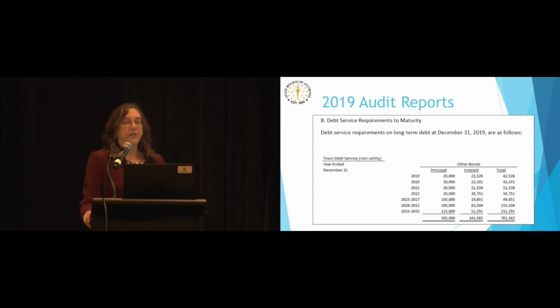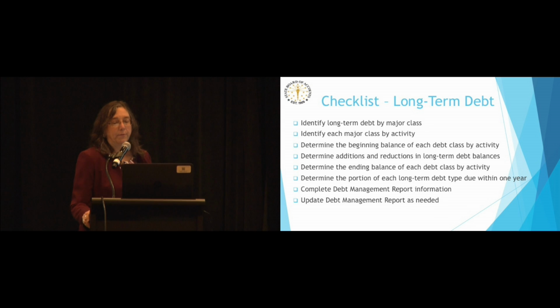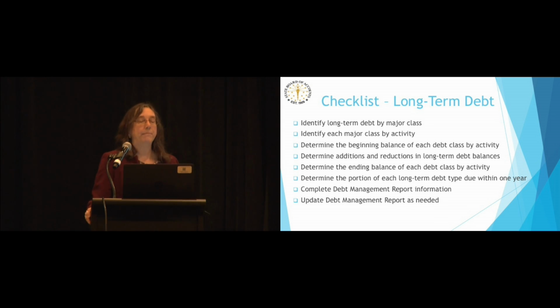Okay. Here's a checklist that you can have with the information you need to gather. Start gathering it now so you'll have it ready next year when you're ready to do your annual report. So you need to identify your long-term debt by major classification. Again, is it a GO bond? Is it a revenue bond? Is it a TIF bond? Something else pledged for that? Identify each major class by activity.